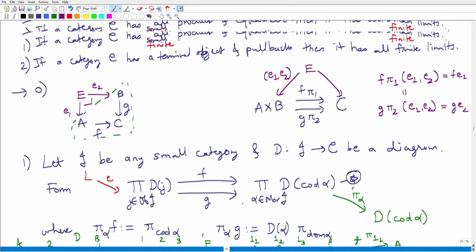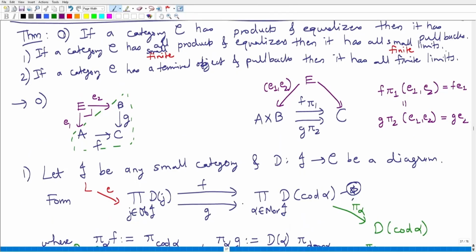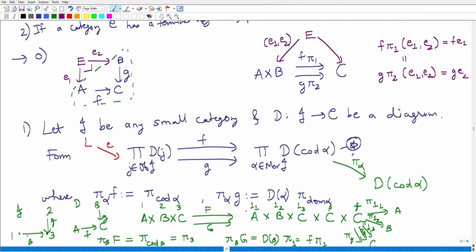So the actual modification of this statement should be that all small limits can be computed using only knowledge of small products and co-reflexive equalizers. Because this diagram is, well, I know the answer, but I am leaving this for you. Figure out what is the common splitting.